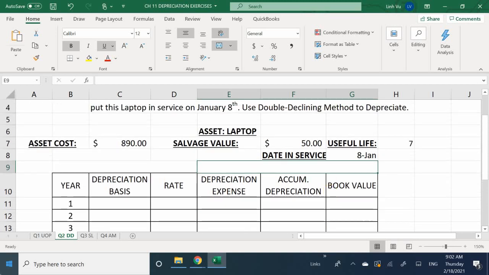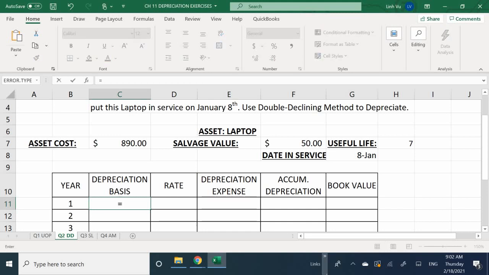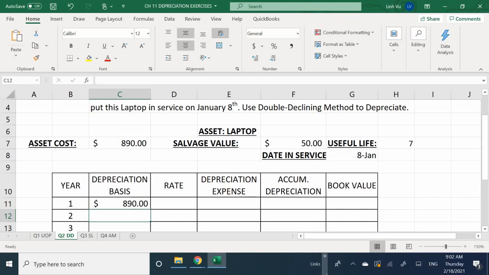Okay, so let's go ahead and solve for the depreciation basis. What is my depreciation basis? $890. Good. It is going to be the beginning of the year's book value, so in this case, it's going to be $890.